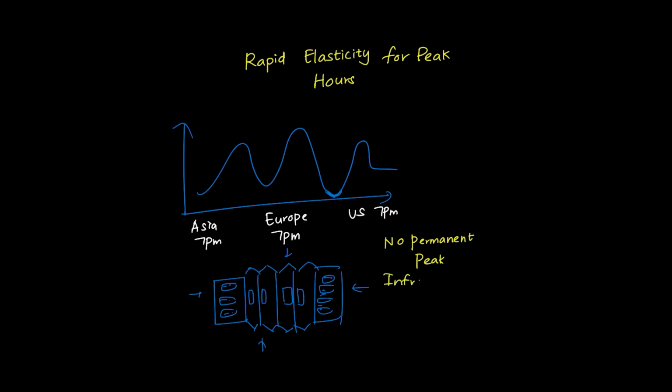Resource pooling efficiently shares resources but doesn't adjust individual capacity. Measured service tracks usage but doesn't scale automatically. And broad access provides connectivity but doesn't address capacity needs. Rapid elasticity uniquely solves the peak capacity challenge without permanent infrastructure investment.